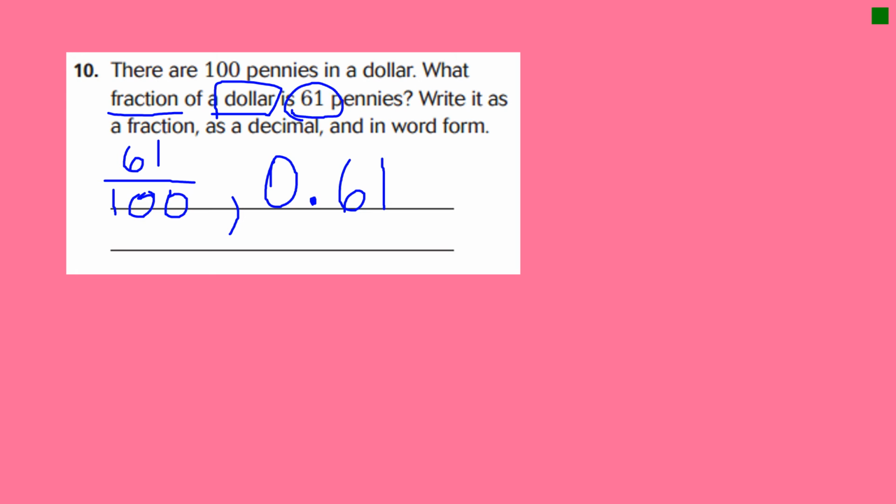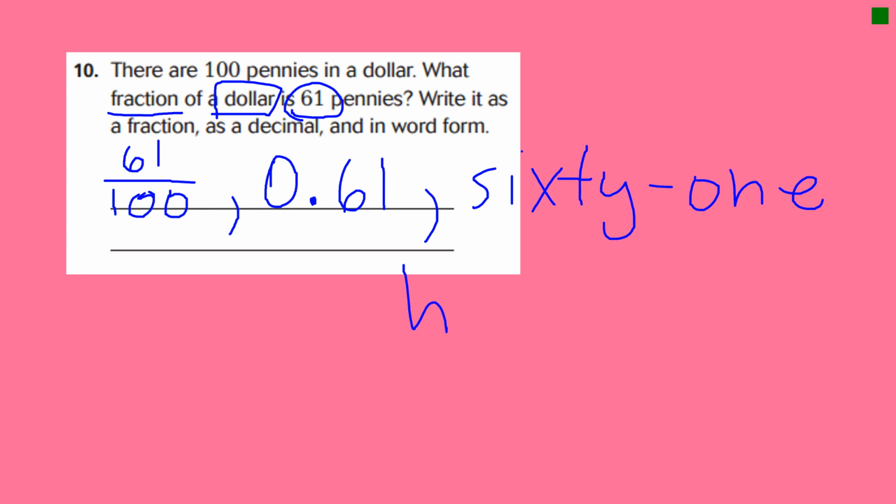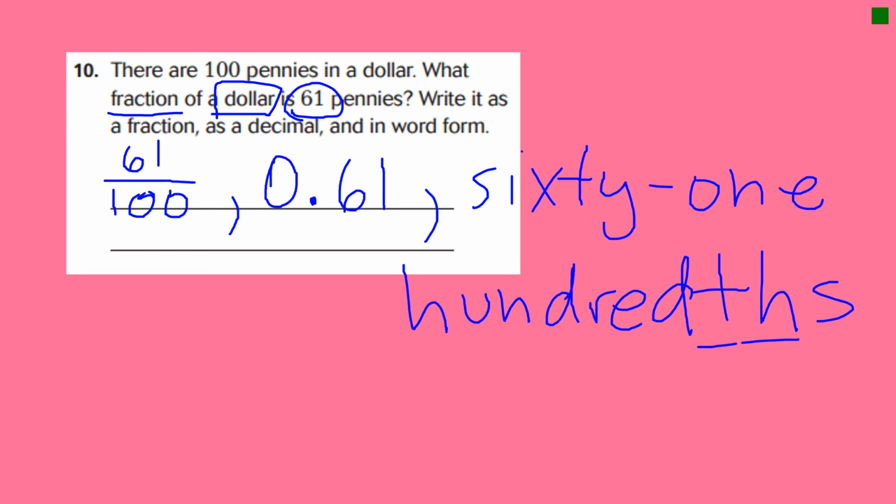Now, as a decimal, 0, because we don't have any whole dollars, and 61 hundredths, right? Also known as 61 cents, right? Do you see the connection to money? 61 cents is 61 out of the 100 that make $1. All right, and then third, in word form, 61 hundredths. Okay? Awesome. Let's keep going.